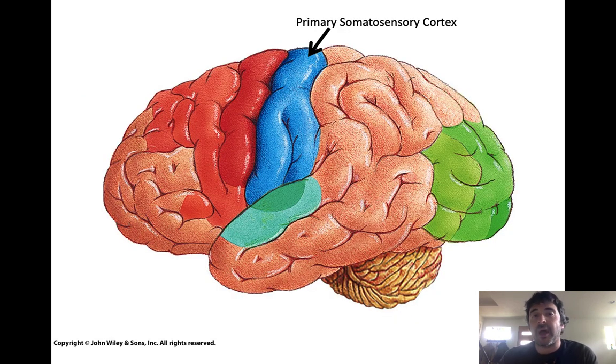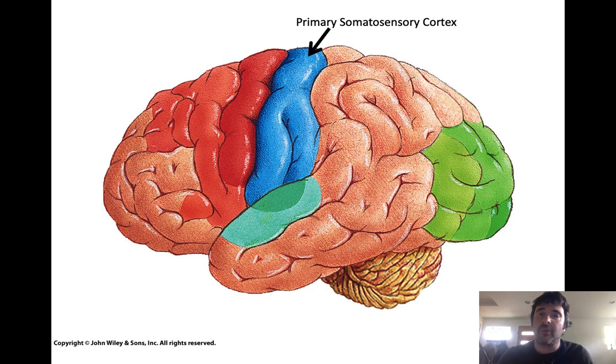The primary somatosensory cortex, this is where somatosensory information is initially routed and processed. So we determine, is that pain and where is it coming from? Is that touch? Where is it coming from? Is that tickle? Where is it coming from? So information coming from, for example, the sensory receptors in your integument, like free nerve endings, Pacinian corpuscles, Meissner's corpuscles, all of that information is routed to the primary somatosensory cortex, where it's initially constructed into conscious experience.